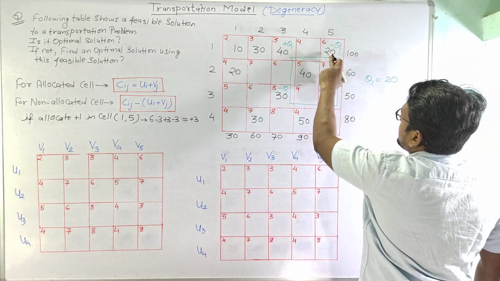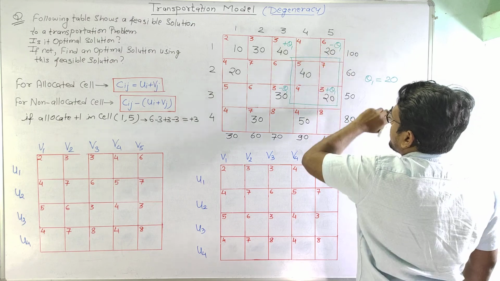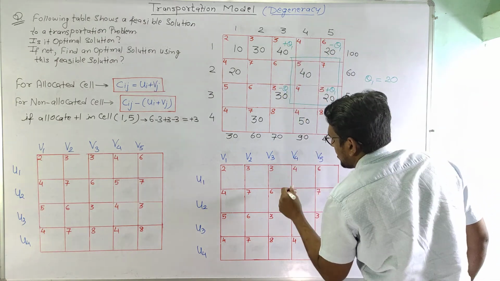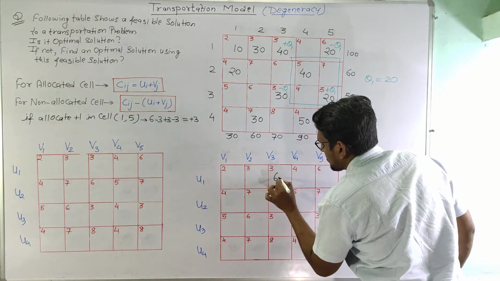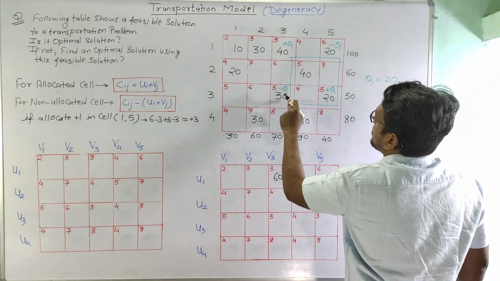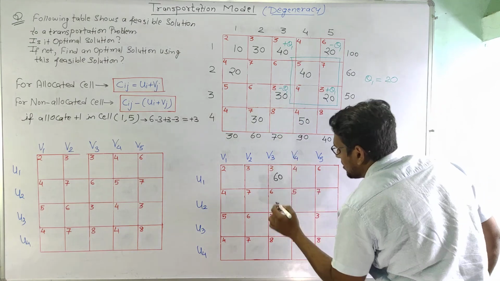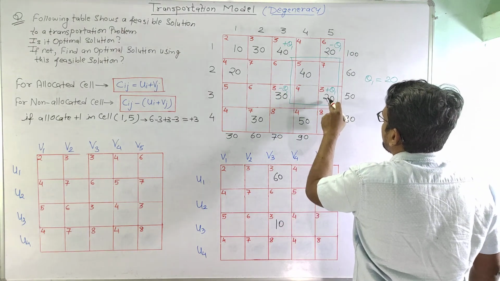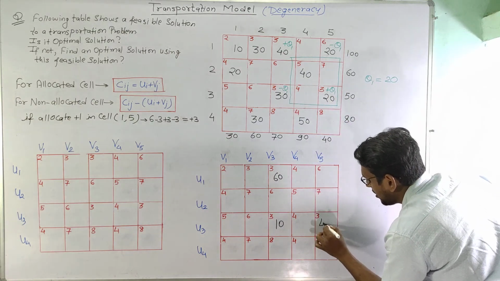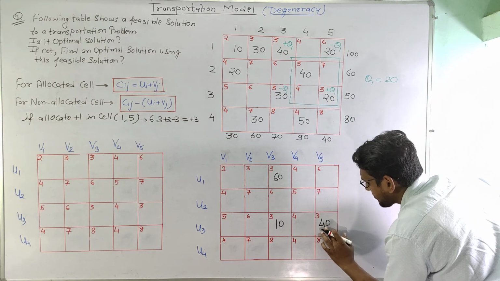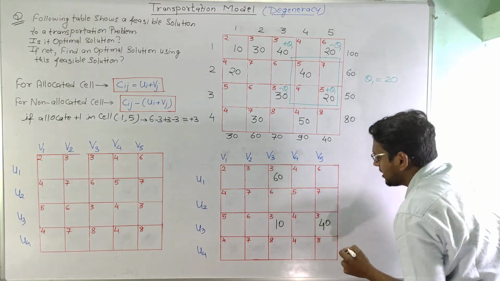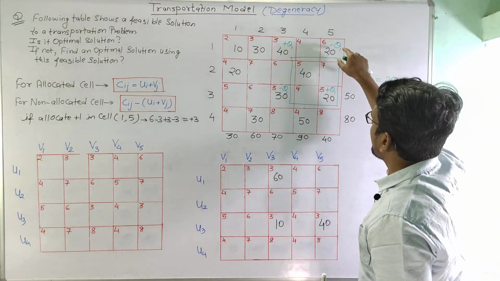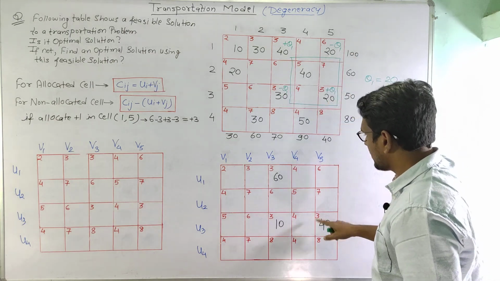So 20 minus 20 will be 0, that means no allocation will be here. Similarly 40 plus 20 is 60, so here this will become 60. Here 30 minus 20 is 10, so this will be 10, and this is 20 plus 20 is 40. So we can see that the number of allocation has been reduced from 4 to 3.